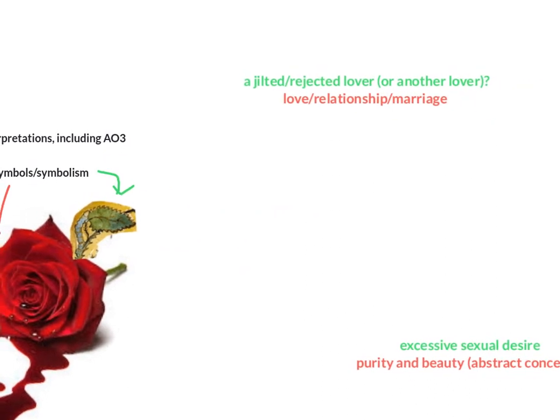Considering the invisible worm as a jilted or rejected lover, or another lover, in terms of a third party, we'll come to that in a moment, and the red rose as a love that the worm wanted to have but has not been successful. And this 8-line poem perhaps deals with the aftermath or the bitter repercussions of being rejected and jilted.